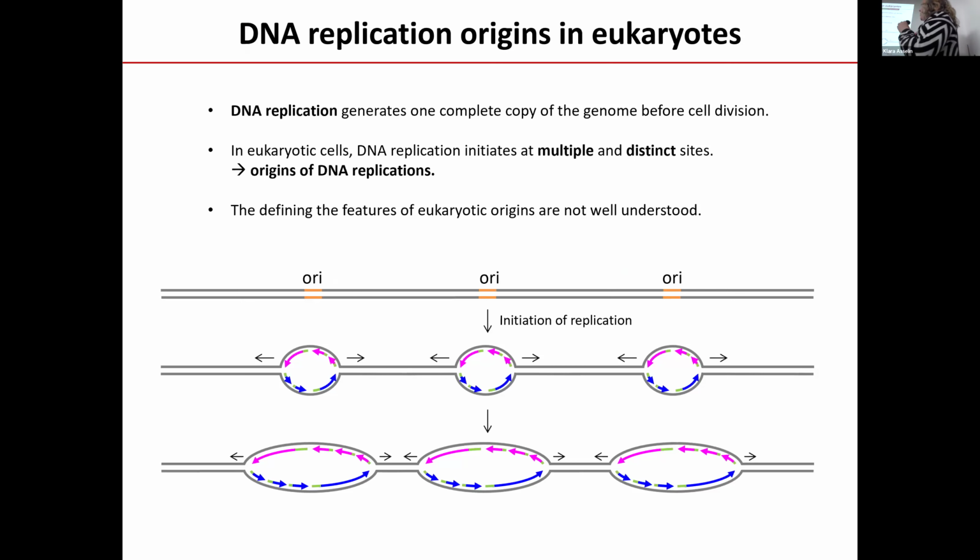So DNA replication is the process where the complete genome is once copied before cell division, and this takes place at distinct and multiple sites in the genome that are known as origins of DNA replication. And the defining features of these sites are not very well understood.